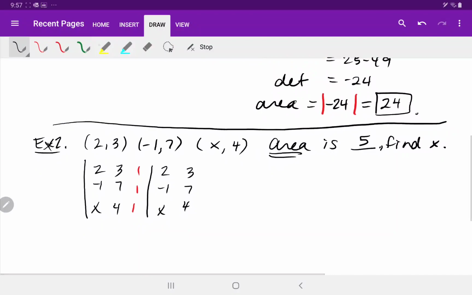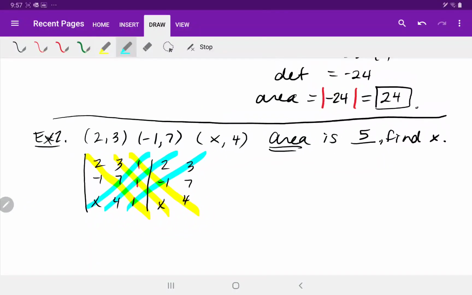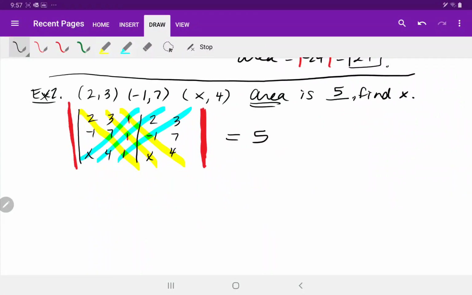Okay, so down, down, down, minus up, up, up. Now, the only thing is, remember, there is an absolute value on the outside of this determinant. I'll just put it way over here. But there's an absolute value. So I want this absolute value to turn out to be 5. So there's going to actually be 2 answers for x.